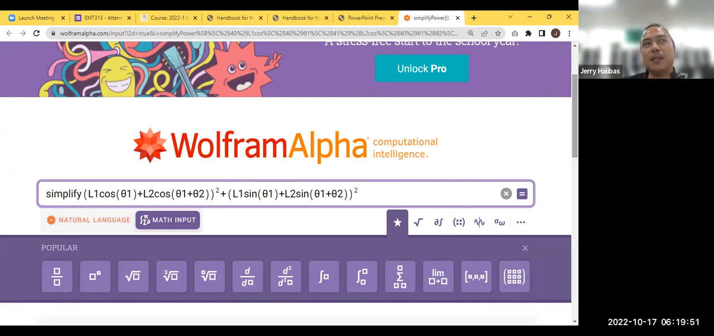This is my technique way back then when I solved my assignments. I used Wolfram Alpha or other mathematical symbolic computers. It has the ability to compute symbols rather than numbers. If it's only numbers, you can also use a calculator. But if it is symbols, then you need a symbolic computer.